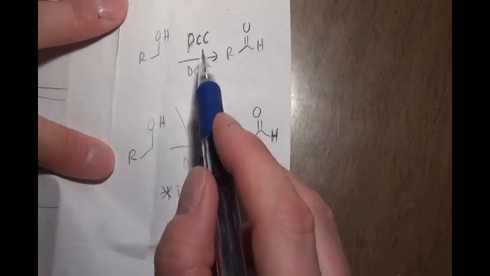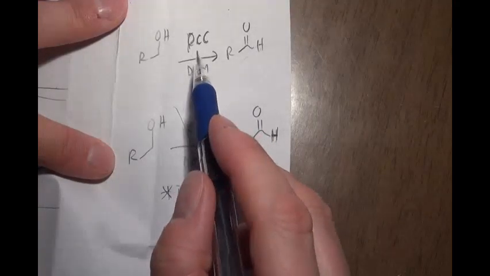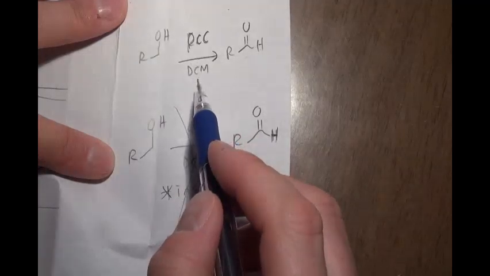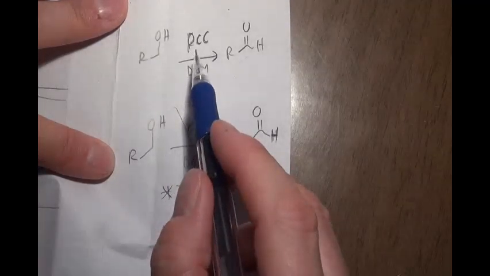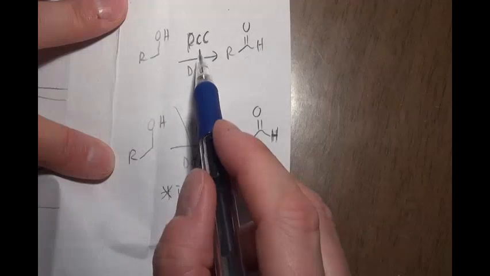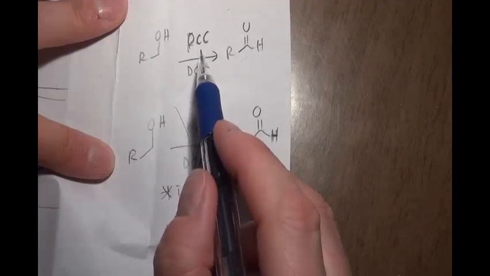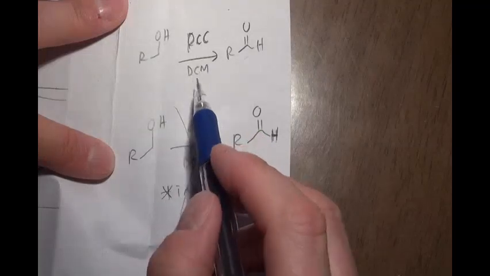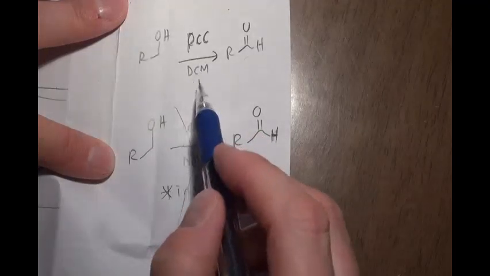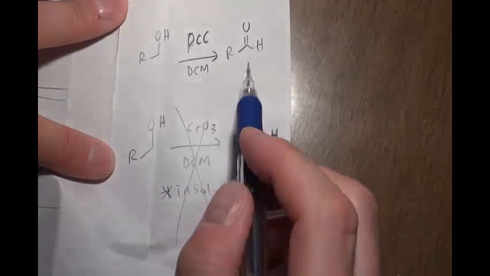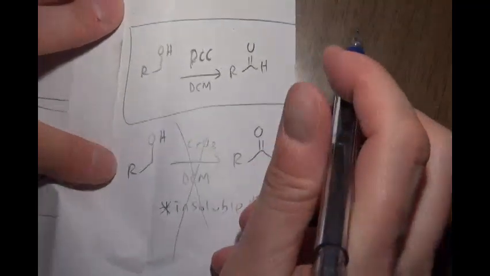PCC was invented because it's able to dissolve in dichloromethane. Somebody actually figured out and designed PCC. It's a human-created reagent that is dissolvable in an organic solvent like dichloromethane and easily allows the oxidation from primary alcohol to an aldehyde. Okay, so that was an interesting little side point too.